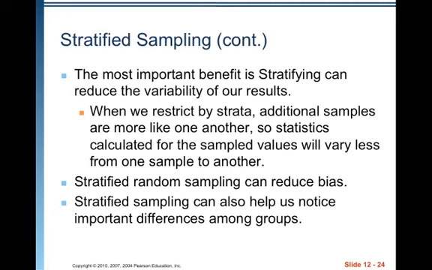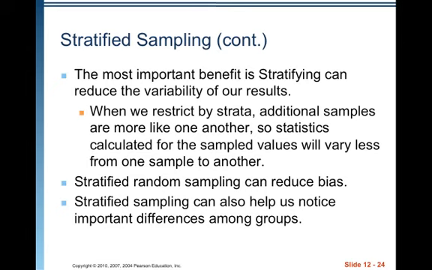The most important benefit in stratifying is that stratifying can reduce the variability of our results. Okay, so it's going to give you more consistent results when you do that. It reduces the variability, so it reduces your sampling variability or your sampling error. When we restrict by strata, additional samples are more like one another, so statistics calculated for the sampled values will vary less from one sample to another. So stratified random sampling can reduce bias.